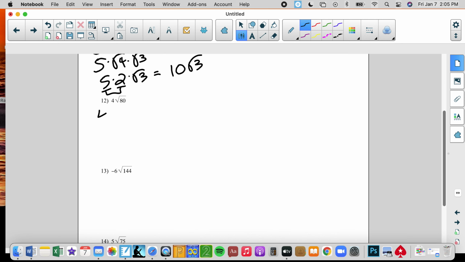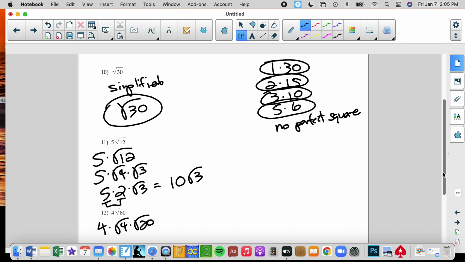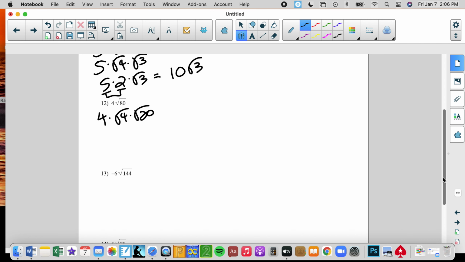4 rad 80. 80. What am I going to break 80? Well, I know 4 goes into 80 20 times, and I can start. It doesn't matter which one. If you pick the biggest one, remember with this one, if you see the 16, that's great. But if you don't, and you use 4, another perfect square, it's fine. You'll still get to the same answer. You just got to make sure that you simplify it. So with rad 80, I'm just going to choose 4 and 20. I'm comfortable with that. I know 4 goes into 80 20 times.